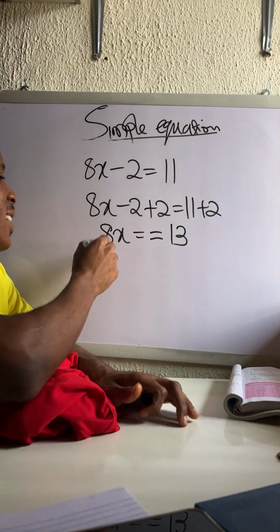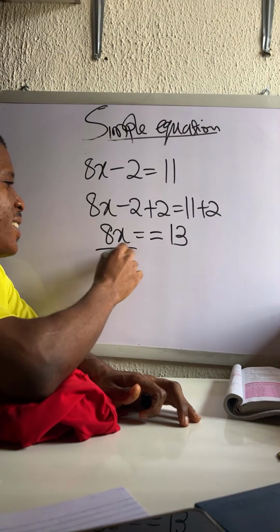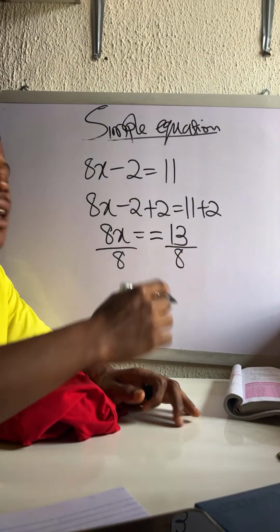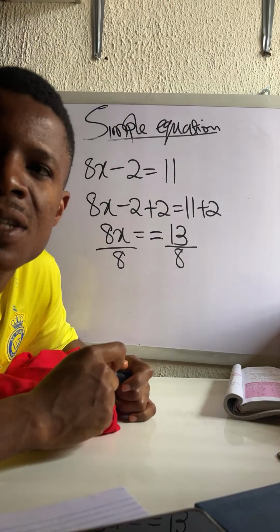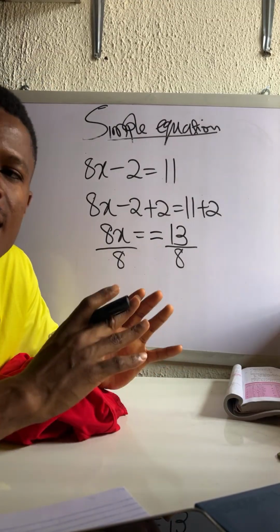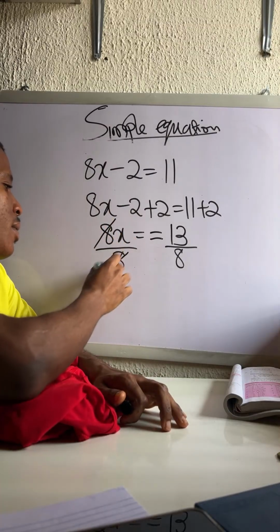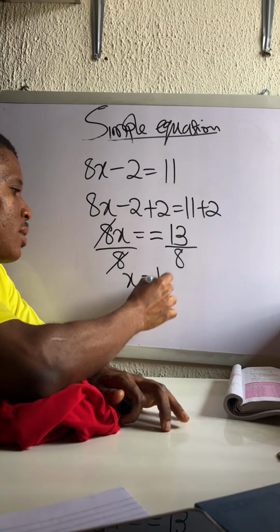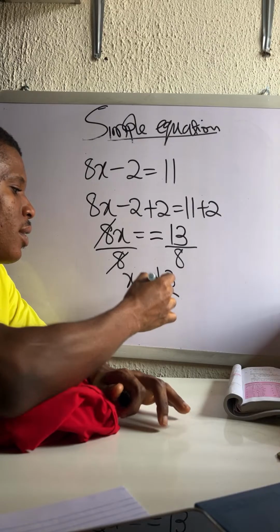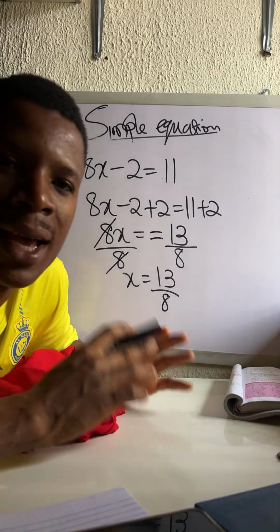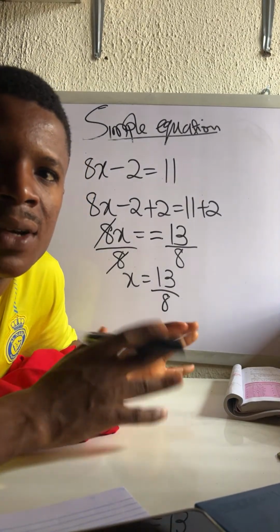The next step is to divide through by 8 on both sides. 8 is the coefficient. When you divide through by 8, it is very simple, so that 8 will go out. You have x equal to 13 over 8.